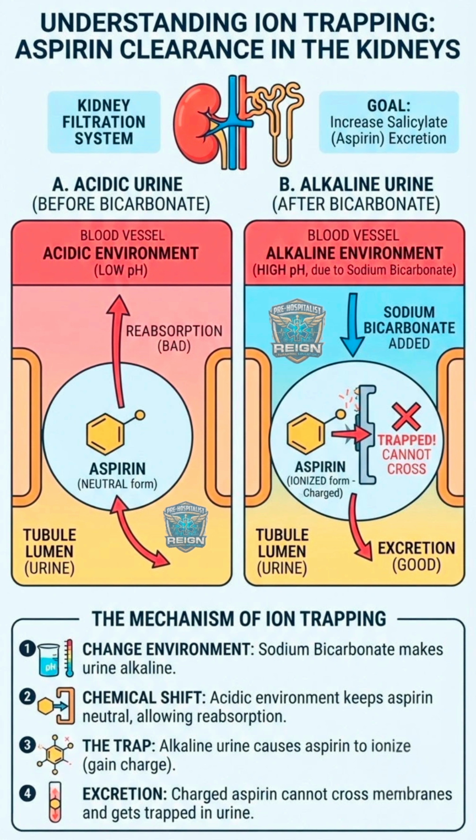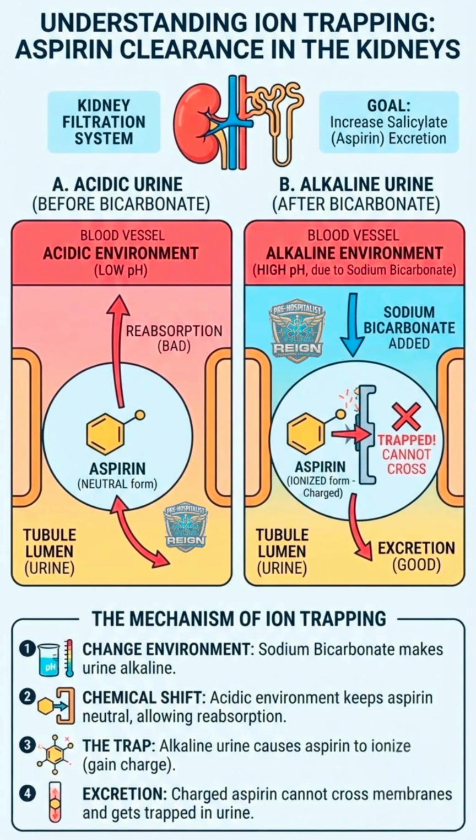The mechanism of ion trapping. When a person has taken too much aspirin, salicylate, the goal is to make sure the aspirin stays in the bloodstream and moves into the urine, where it can be safely excreted. 1. Changing the environment. By giving sodium bicarbonate, the blood and the fluid inside the kidney's filtering units, the renal tubules, become alkaline, less acidic.